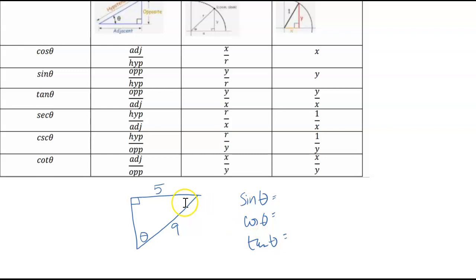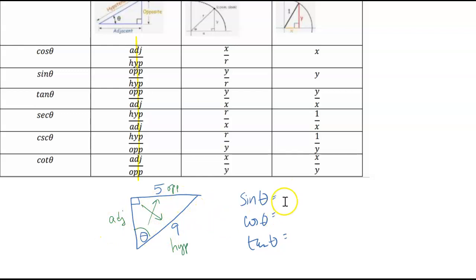So if I see a triangle, I'm going to use something from this column right here, because this is the one that pertains to triangles. So the first step would be sketching on my picture, writing out what the opposite, adjacent, and hypotenuse are. If theta is here, that makes 5 the opposite, and it makes this side over here the adjacent. And the 9 is the hypotenuse because it's across from the 90. So those would be the sides that I know.